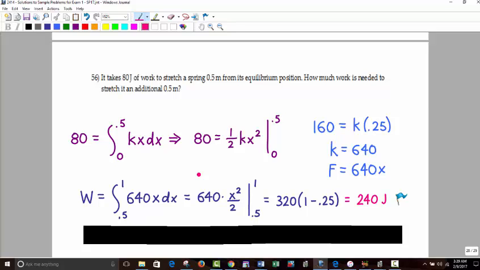We're stretching 0.5, and then how much work is needed to go an additional 0.5? That means you start at the first 0.5 and go up another 0.5, which takes it to 1. So you're going from half a meter to 1 meter. We integrate 640x squared over 2 from 0.5 to 1. 1 squared is 1, 0.5 squared is 0.25. So you have 320 times 1 minus 0.25 equals 240 J.